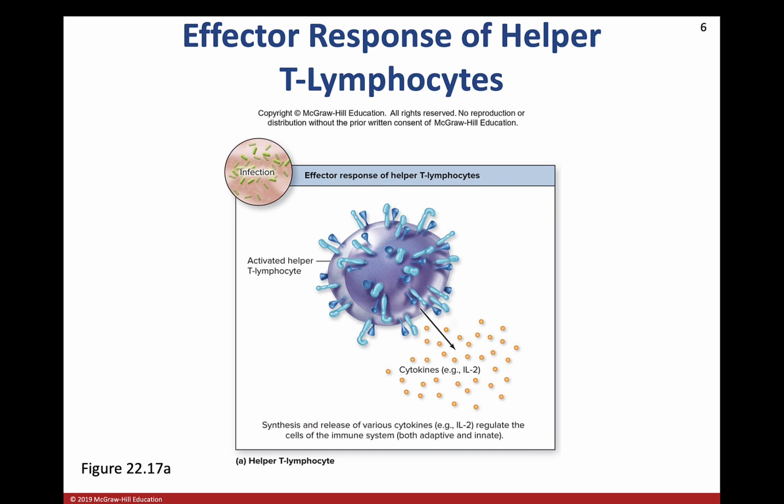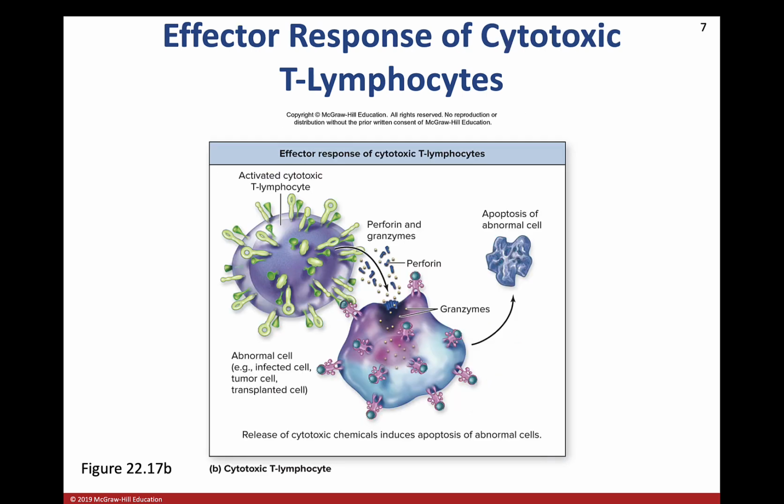Now here we're looking at the effector response of helper T cells. Once this T cell has been activated, it's releasing cytokines. In this particular situation, it is interleukin 2. So we can see the synthesis and release of various cytokines that regulate the cells of the immune system, and this is the role of the activated helper T cell.